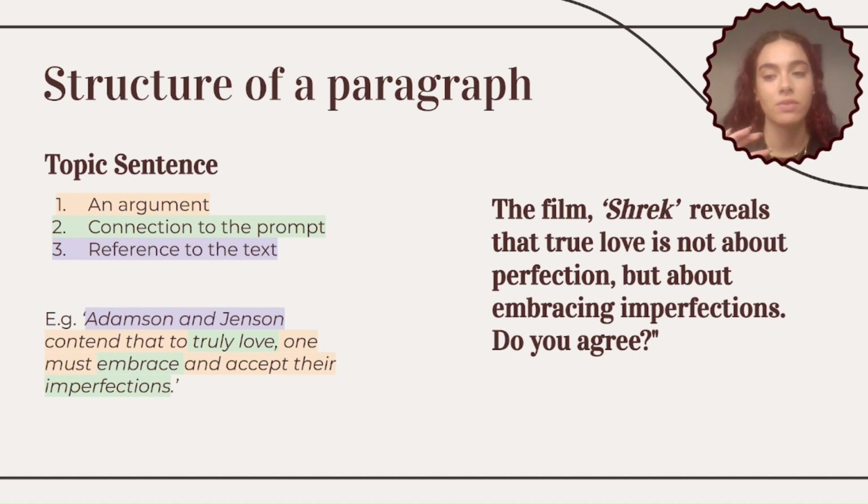All right, so let's have a quick look again. Adamson and Jensen is our reference to the text. The argumentative part is the contend that, to blah, one must blah and blah. Connection to the prompt, we've got truly love, so reveals that true love is not about imperfection. So we've taken an angle that it's not just about truly loving another person, it's about also truly loving yourself. That is one aspect of this prompt that we are looking at in this paragraph. And one must embrace and accept their own imperfections. We've got embrace and imperfections here from the prompt.